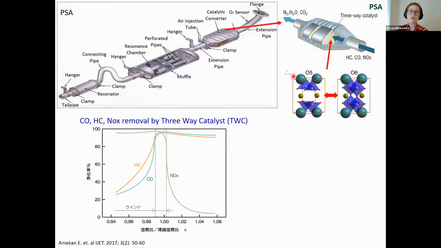So the oxygen storage material can actually play a role of removing too much oxygen from the reaction or supplying oxygen when we don't have enough. So in other words, it moderates the oxygen amount in the reaction environment. So this is the oxygen storage materials. Actually, ceria zirconia is used for this purpose for almost 30 years already.